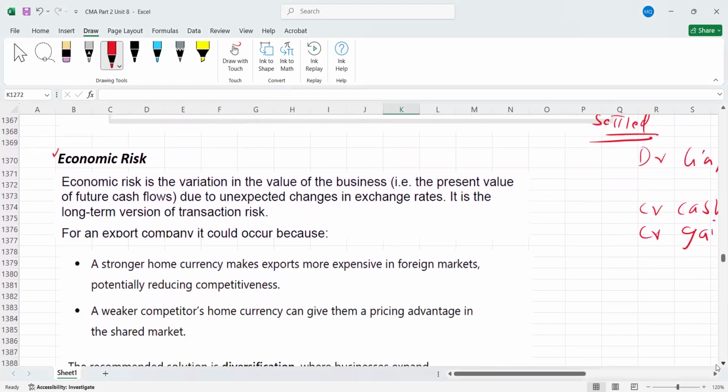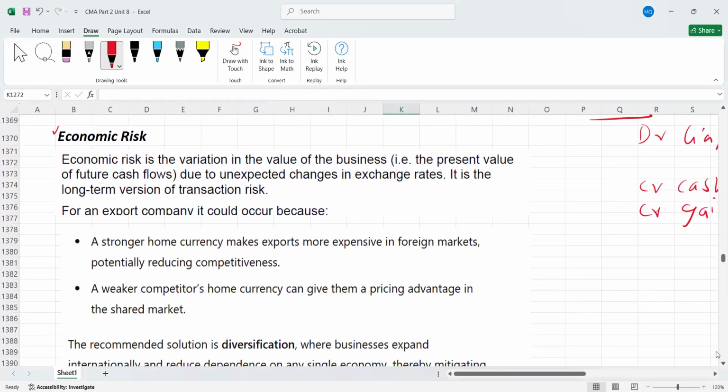Now, guys, we are discussing the second type of risk, that is called economic risk. So what is economic risk? Please remember here, first of all, it is theoretical. No calculations are involved here, but you have to understand it, please.